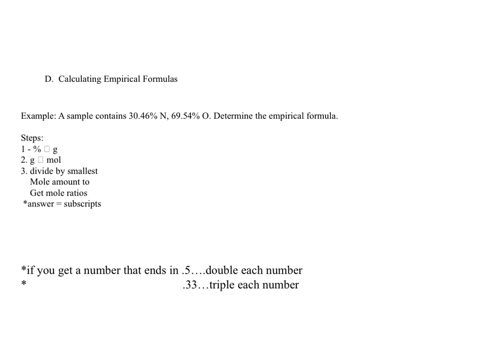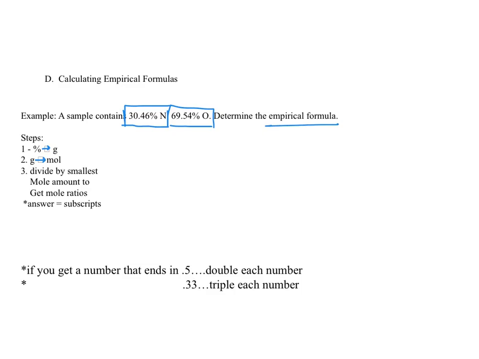Okay, so in some of our empirical formula examples, we're going to be given percentages. So in this problem, I'm given that I have a compound that is 30.46% nitrogen and 69.54% oxygen, and I need to determine the empirical formula. These should be arrows here. So there's a set of steps that we're going to go through to calculate and figure out what that empirical formula is.